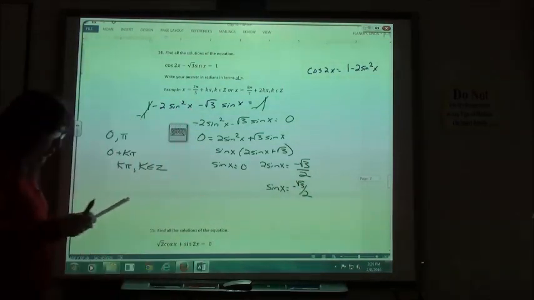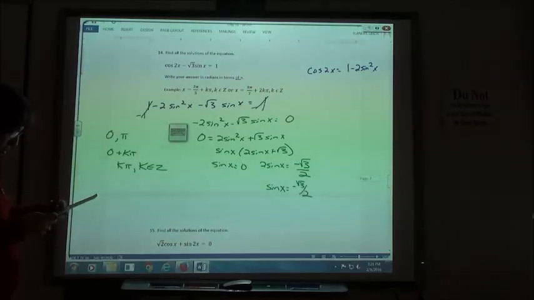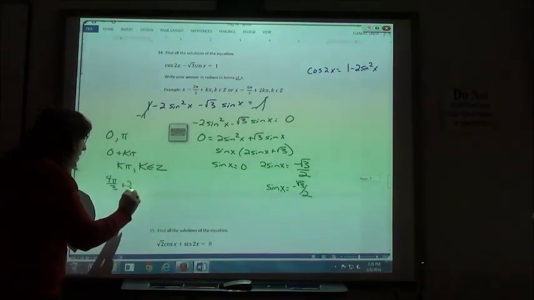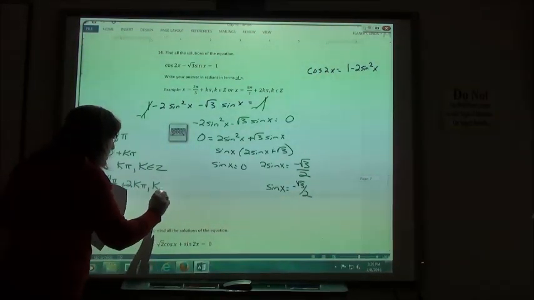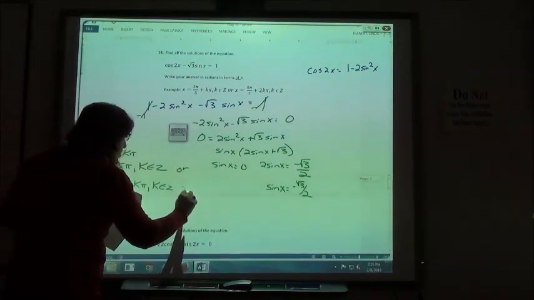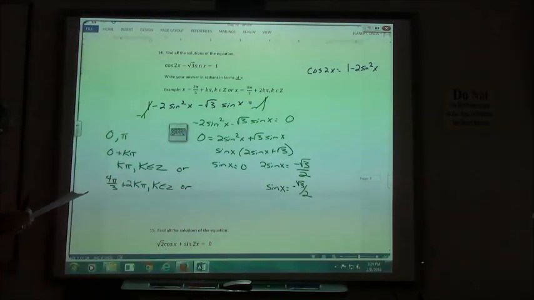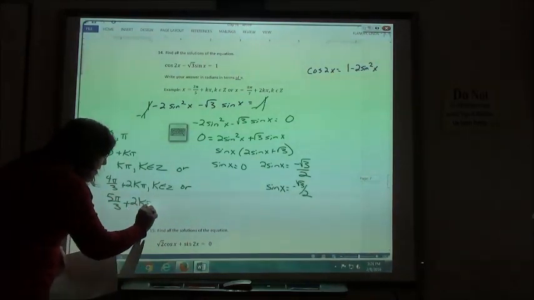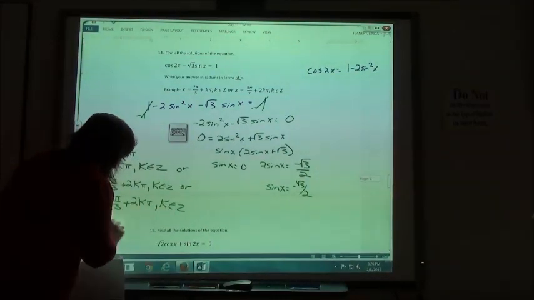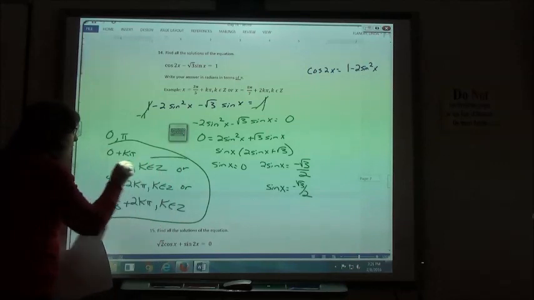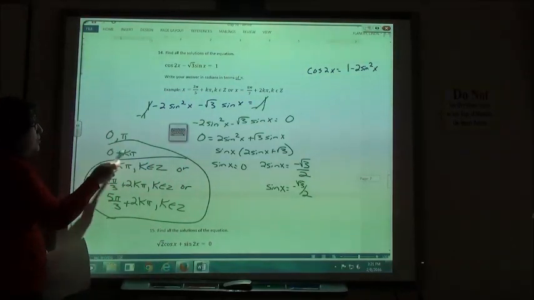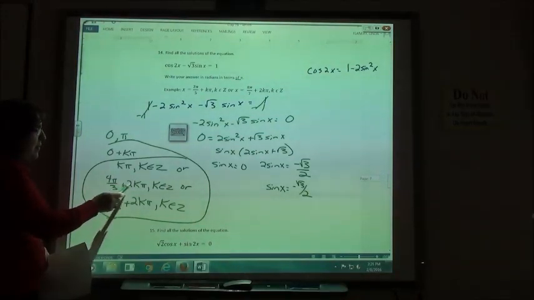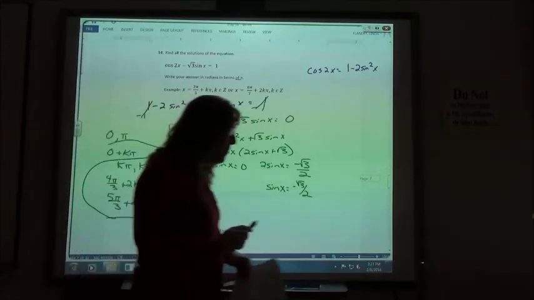Negative square root of 3 over 2 for the sine, we would have at 4 pi over 3 plus my 2k pi, with k being an element of z, or negative square root of 3 over 2 is also at 5 pi over 3 plus my 2k pi, with k being an element of z. We can combine our first two answers, the 0 and pi, into just k pi, and then we have our 4 pi over 3 plus 2k pi, and 5 pi over 3 plus 2k pi.